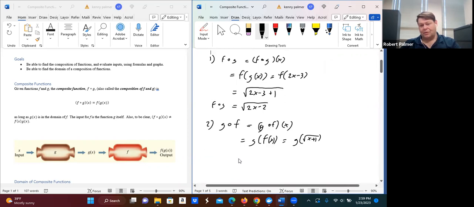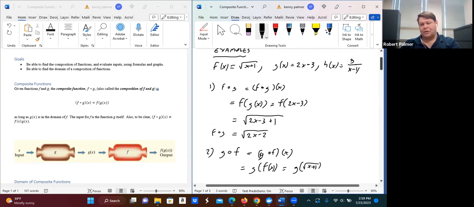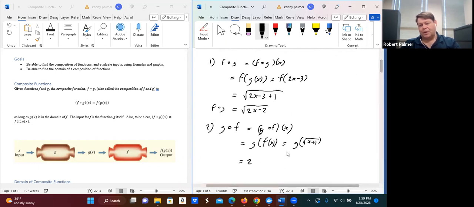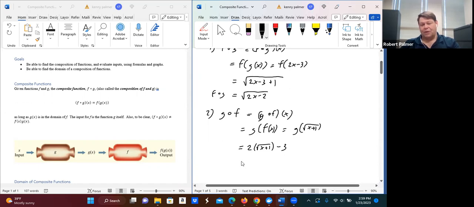And so if I do that, remember, g was 2x minus 3. This is going to be 2, and instead of x, I put square root of x plus 1. Doesn't matter if you use parentheses or not. The square root of x plus 1 minus 3. Okay. Then simplify that. So I can just multiply it. Don't have to have the parentheses anymore. So 2 times the square root of x plus 1 minus 3. And here, there's no really good way to simplify that any further. So I'm just going to leave it like that. So this is my function g of f, g composed with f of x.